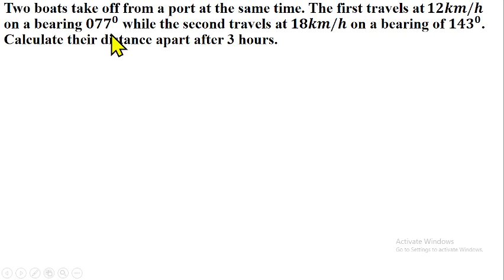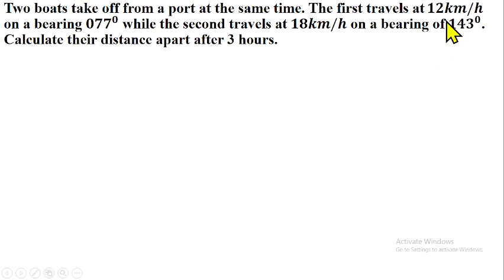You have that two boats take off from a port at the same time. The first travels at 12 km per hour on a bearing of this, while the second travels at 18 km per hour on a bearing of this. Calculate the distance apart after 3 hours. Now, you can see that we are given bearing and speed, and don't forget we have been working with bearing and distance, so we are not given the distance that each of the boats covers.